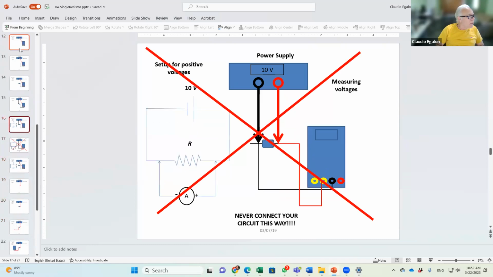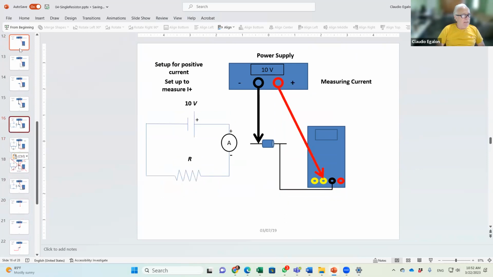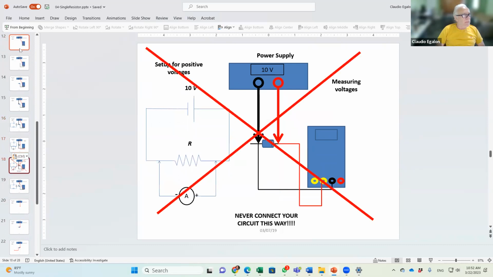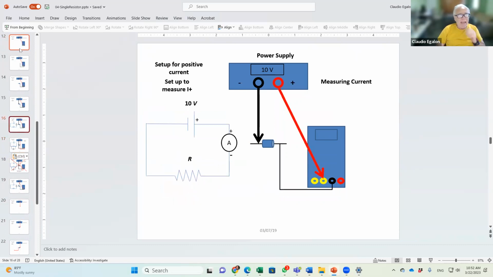No, not this one. Here you go. Compare those two. See? Ammeter in series, voltmeter in parallel. Right? Series, parallel. Series, parallel. Measuring current. And now you repeat what you did before. You start at 10 volts, decrease to 8, 6, 4, and 2.8. Okay?